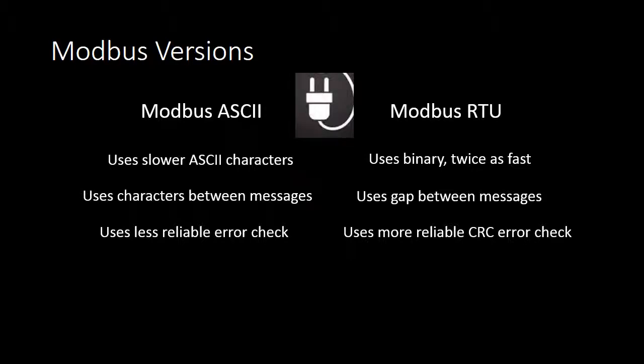The two modes are incompatible, so a device configured for ASCII cannot plug directly into an RTU network. Modbus RTU is far more popular due to its efficiency and flexibility.